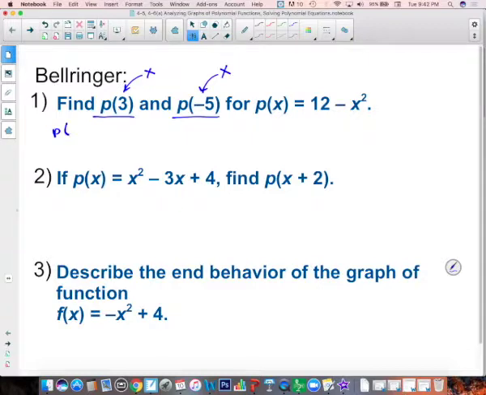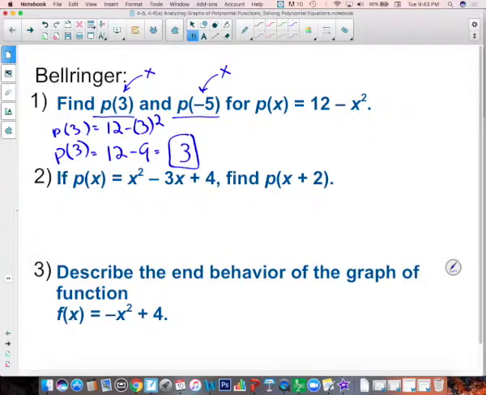All right, so P of 3, if we plug in a 3, 12 minus 3 squared, that's 12 minus 9, which is just a 3. So P of 3 is just a 3 after I plug that in.